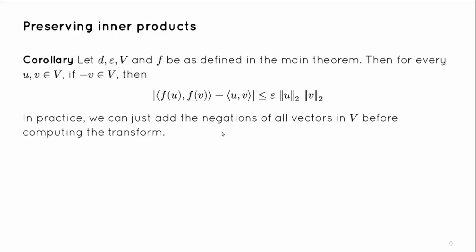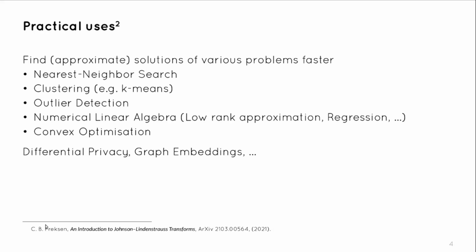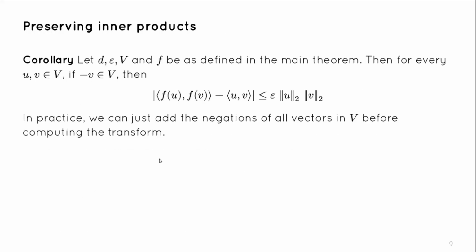So a nice little corollary, the one in the paper, is that we can also preserve the inner products. So we can not only preserve the norms, but also the angles between the points in V. So we'll take d, epsilon, V, and f as defined previously. Then if minus v is in the set for any u, v, then the inner product of f of u and f of v, minus the inner product of u and v, is bounded by epsilon times the product of the norms of u and v.